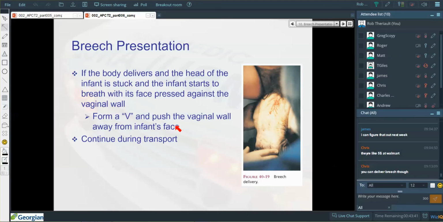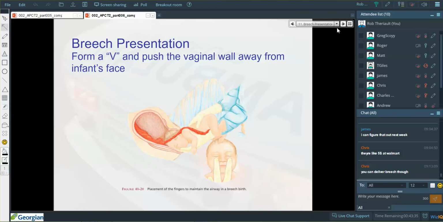But if you're unable to deliver, you would continue transport while keeping the mouth away from the vaginal wall to make sure the baby continues to breathe. So that's what I'm talking about.